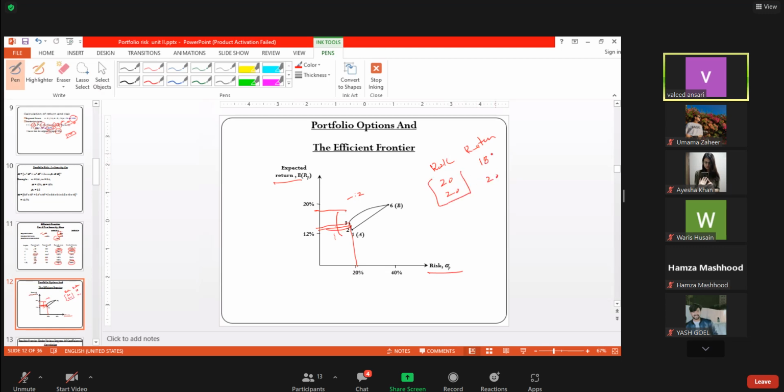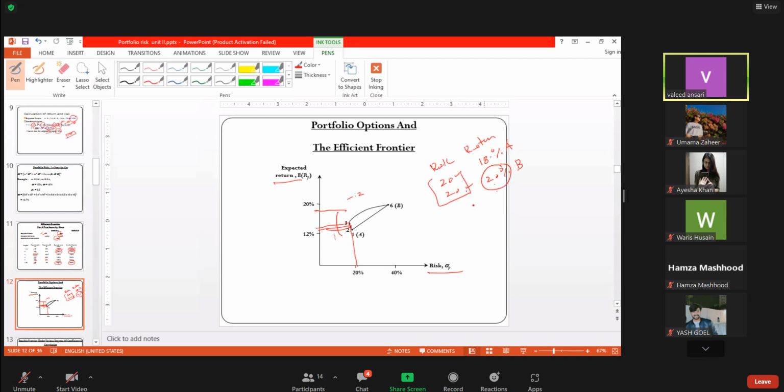So there are two portfolios. One is providing 18% return, another is 20%. Risk of both portfolios is the same. So any portfolio which offers higher return given the same level of risk will be preferred. For example, this portfolio B will be preferred over A because it is providing higher return with the same level of risk, whereas A is providing lower return with the same level.